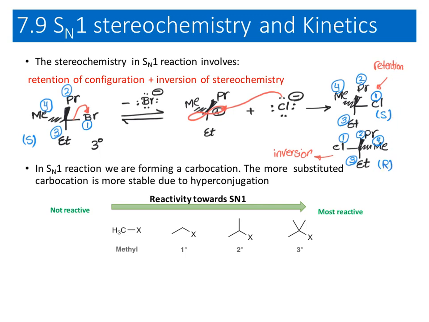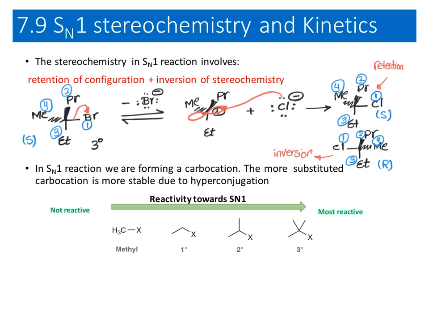Now, how does the structure of the substrate influence the rate of the reaction in SN1 reaction? So the most reactive alkyl halide would be the tertiary alkyl halide. And the least reactive one, or I can say the unreactive one, is methyl halide, which is completely opposite of SN2 reaction. So why does this pattern arise? So think about the mechanism. Why does SN1 prefer a tertiary substrate over the primary?